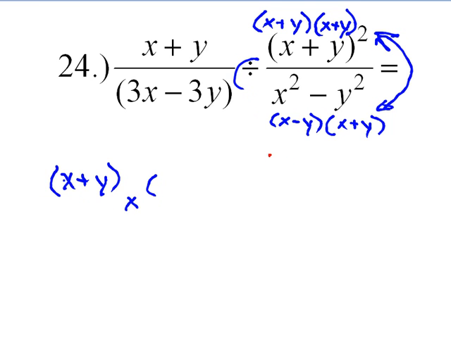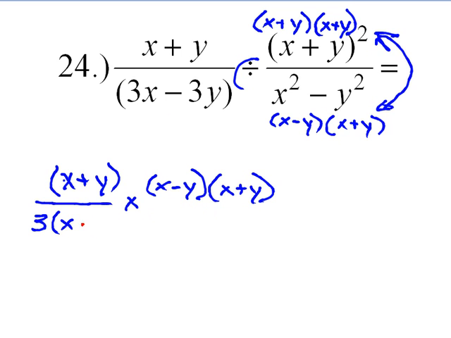So we pick up the bottom, x minus y times x plus y. Okay, let's see what we've got on the bottom. We can take out the common monomial, 3. We end up with x minus y.